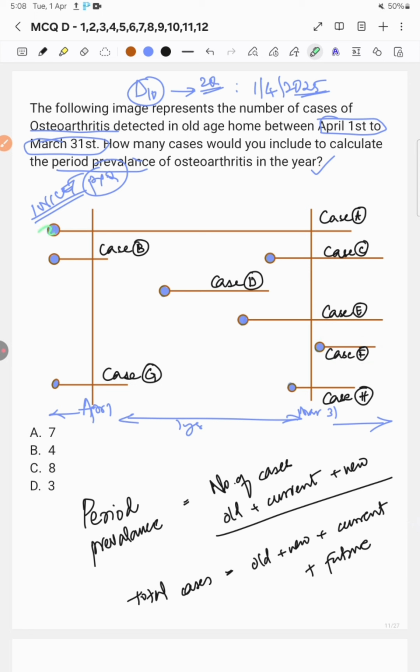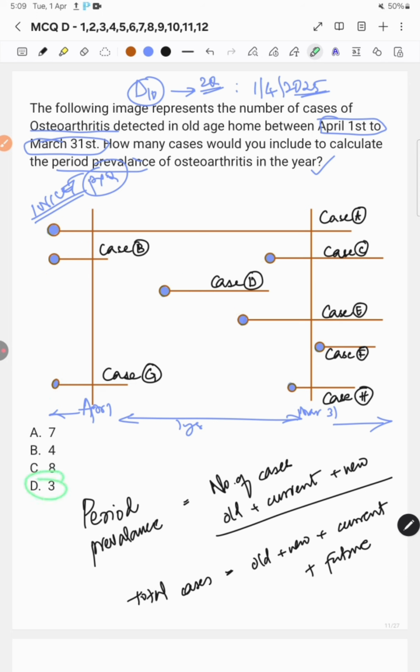So how many cases are there totally? 1, 2, 3, 4, 5, 6, 7. So the answer is 7 here. So what are the other options? You're going to rule them out. What is 4 basically now? It is the incidence of the current cases, right? That is between the year, that is after April 1st and before March 31st, those cases, right? Got it? Then what is 8? Simply total cases, right? Just count them: 1, 2, 3, 4, 5, 6, 7, 8. So that indicates just total cases, what I have told you.